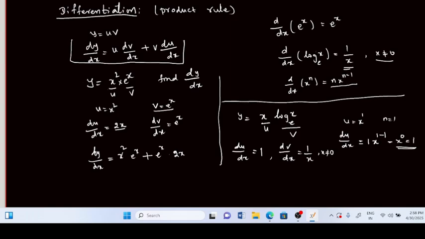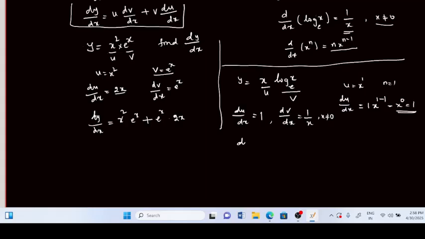So we apply the product rule. dy by dx is u. What is u? u is x. Differentiation of the second function is 1 by x, plus we write the second function log x. Differentiation of the first function is 1. So here we can see that x we can cancel. We can write it as 1 plus log x. So wherever possible in the simplification, we simplify.